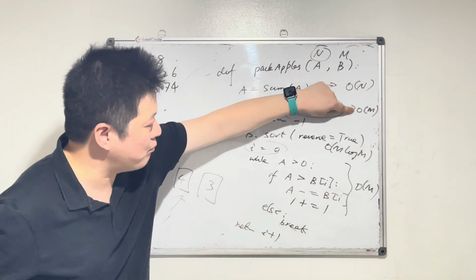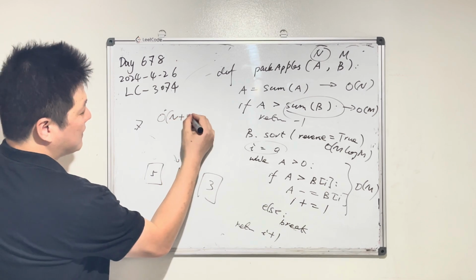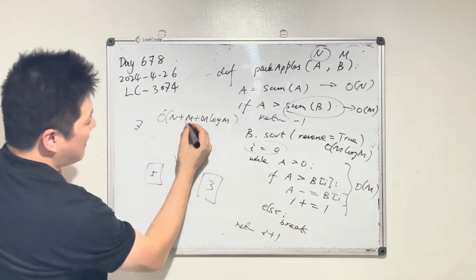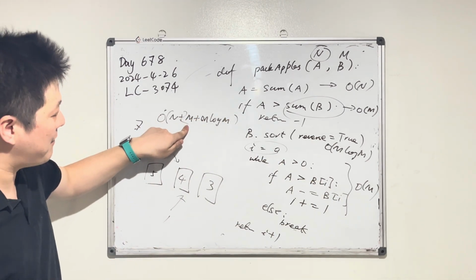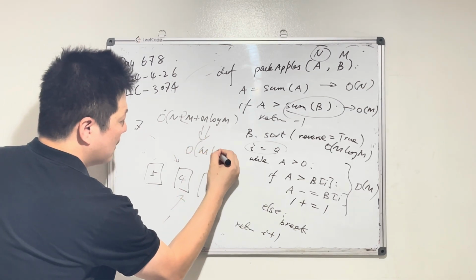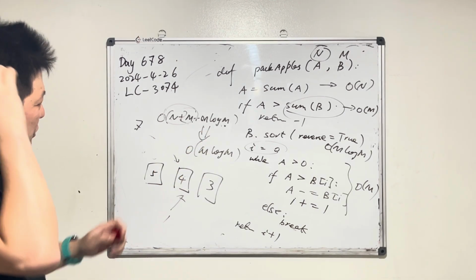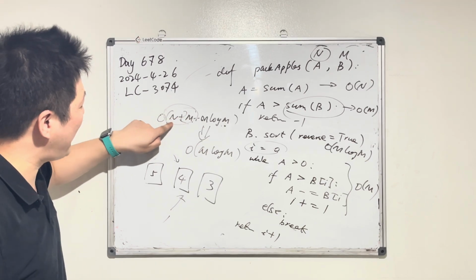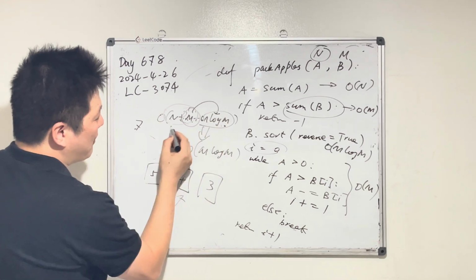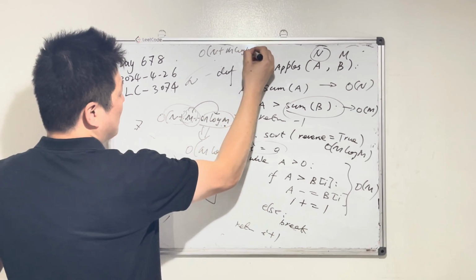O(n) plus O(m) plus O(m) plus O(m log m). So O(m) plus 2m plus m times log m. So what's this? O(m log m). Why? Because these two terms compared to that are smaller. But actually, we are not sure about n. Because look, this one is smaller compared to that, but we're not sure about n, right? So it's better to write O(n plus m log m), right?